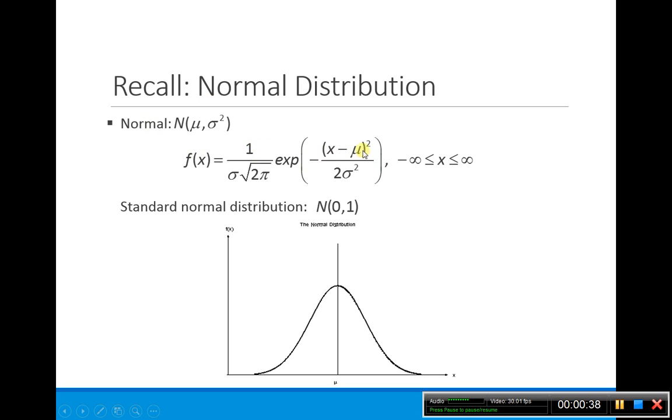So the normal distribution for a continuous random variable has PDF given by this, where you have mean mu and variance sigma squared. For the standard normal distribution, your mean is 0 and your variance is 1. So here is the picture of it. Basically, it's symmetric about your mean mu here.